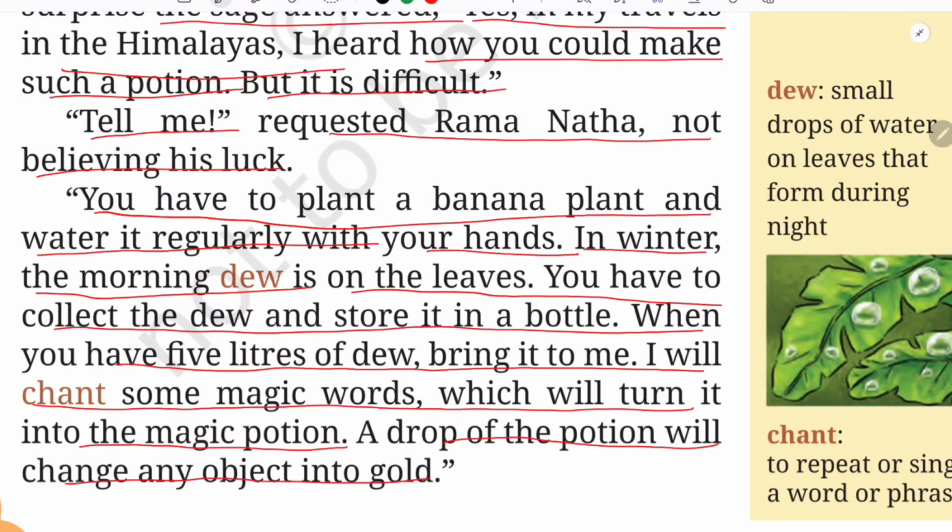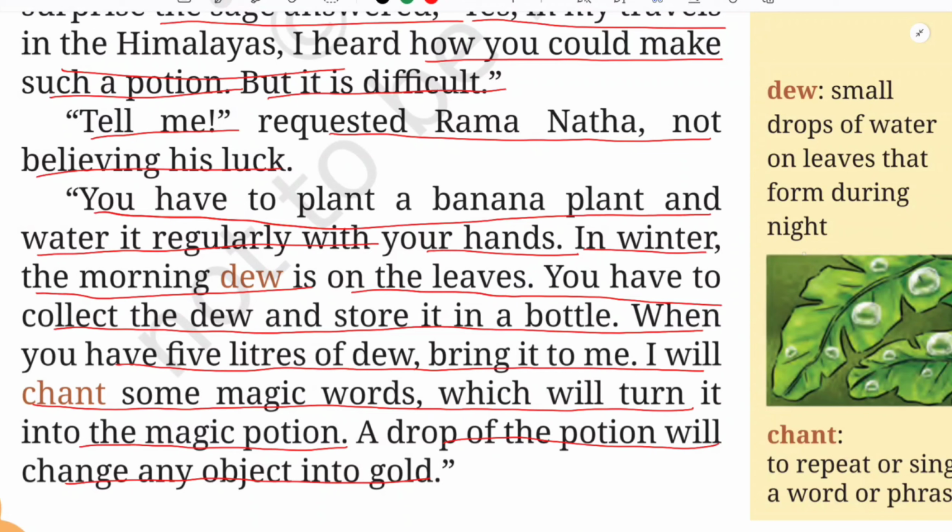Ramnath believed that there was a magic potion and that it would turn every object into gold, isn't it? So what process did this sage tell Ramnath? He told him to plant banana plants and water them regularly with his own hands. That means you have to take care of it with your own hands.